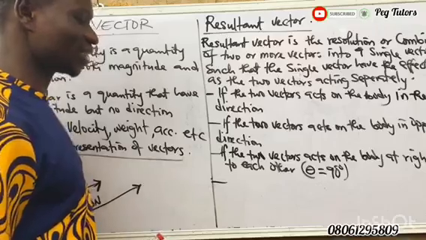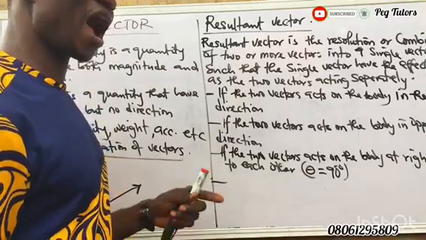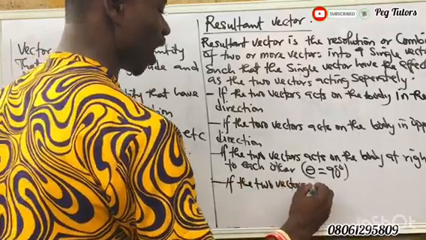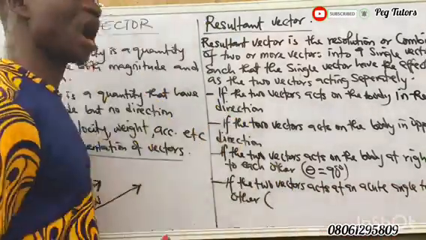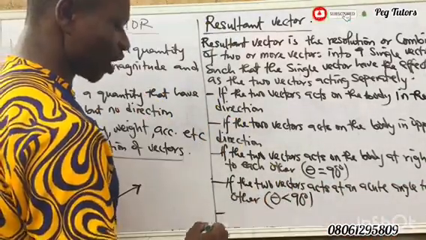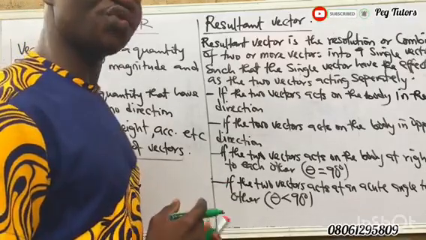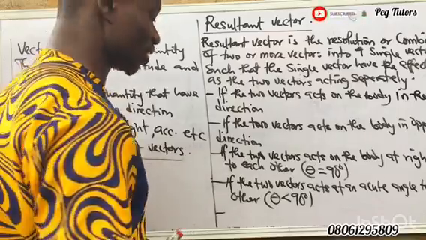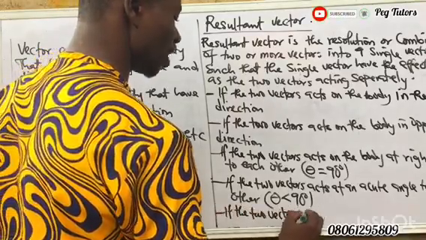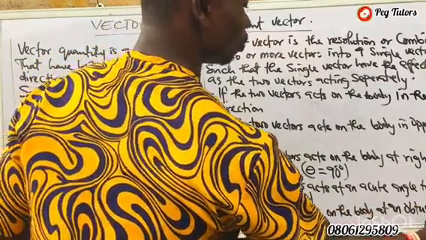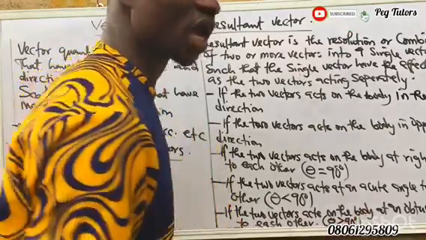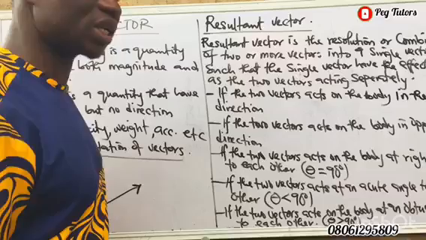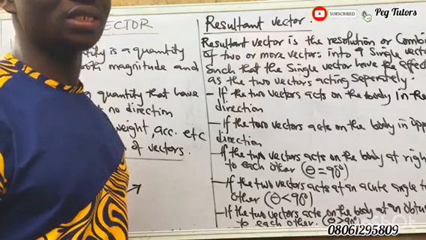The fourth case is if the two vectors are acting at an acute angle to each other. Then lastly, we are going to be considering when the two vectors act on the body at an obtuse angle this time. Obtuse angles are angles that are greater than 90 degrees but less than 180 degrees.